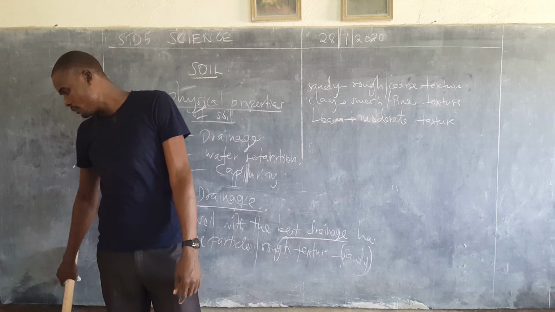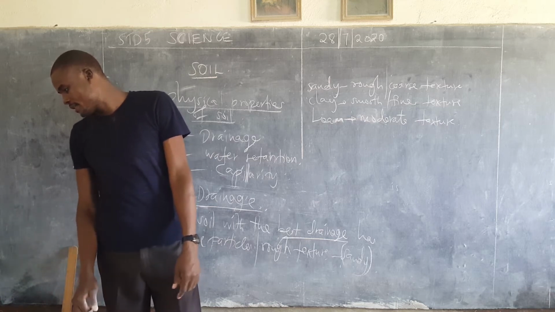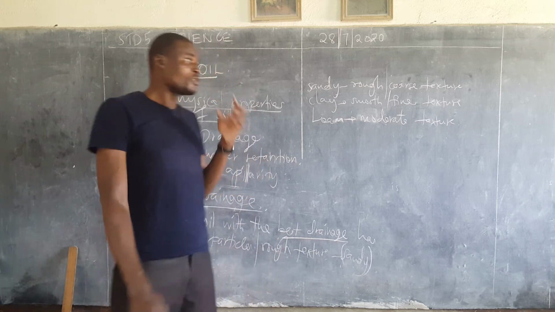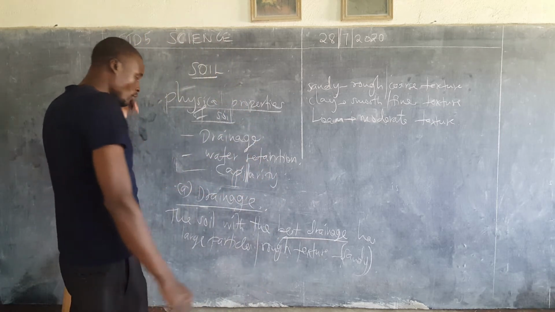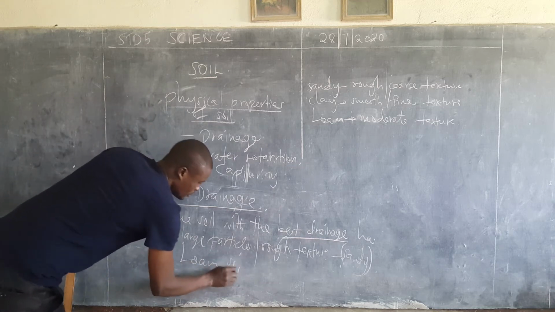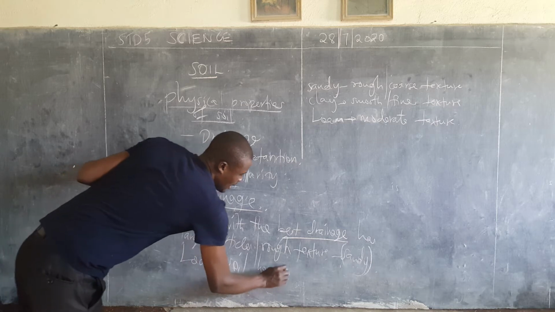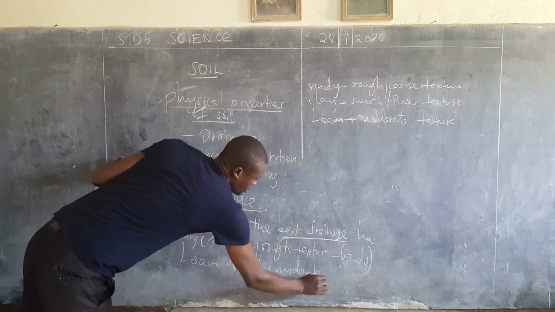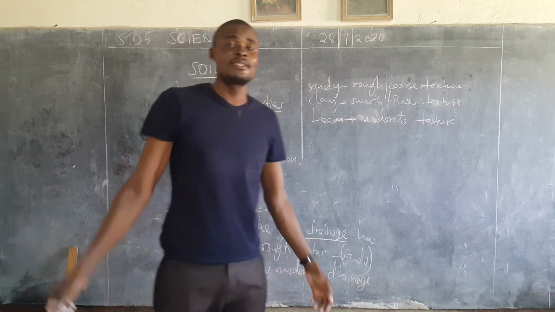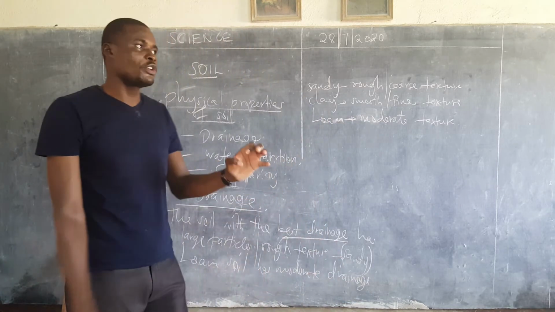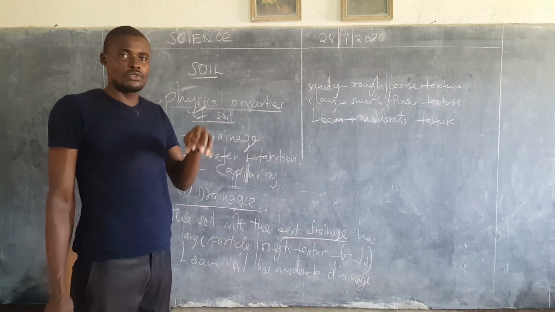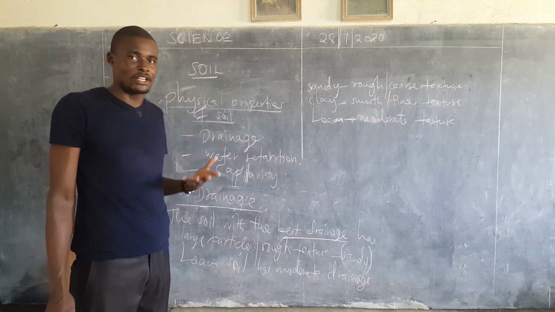Then we have something again. Loam soil has moderate drainage. Why? Because it has moderate particles. Particles are just moderate, so it allows little water to get into it, and then water will get into it slowly by slowly, not very fast like sandy soil.